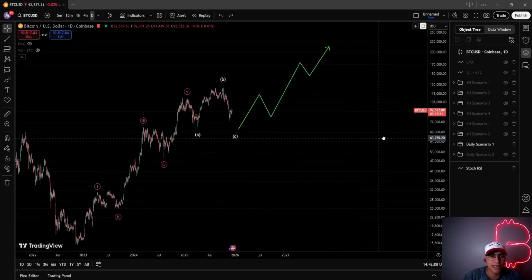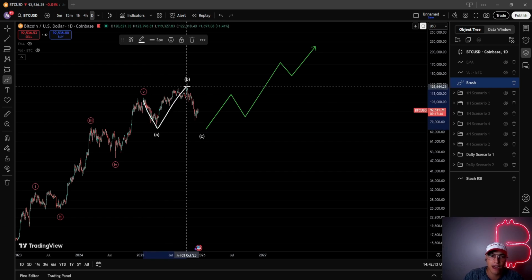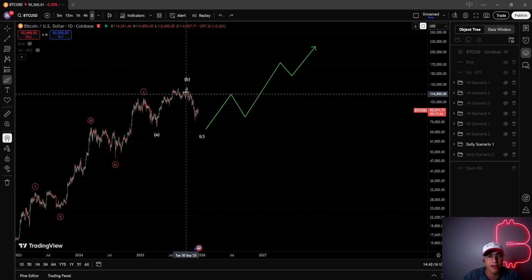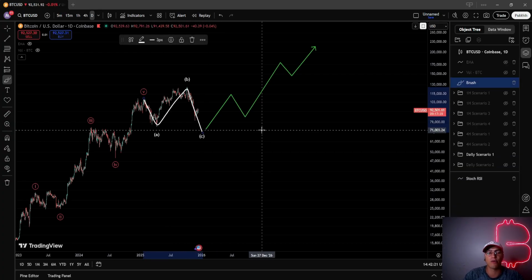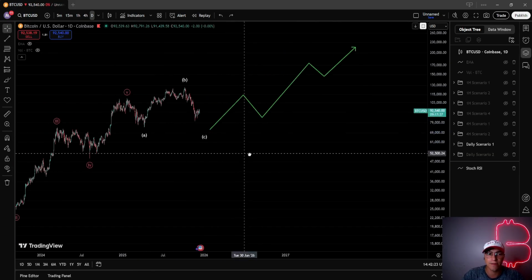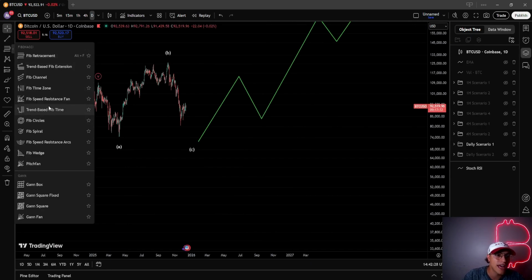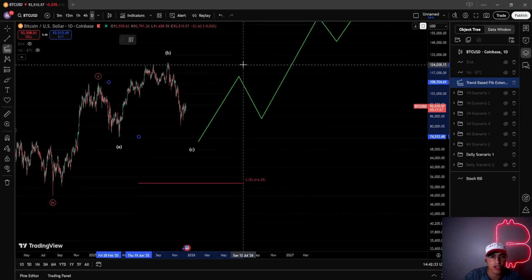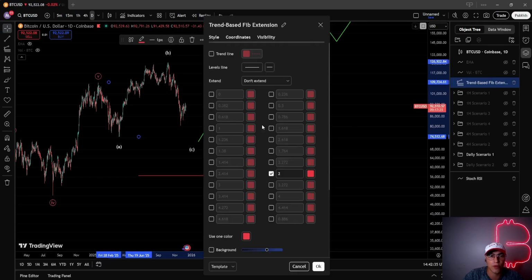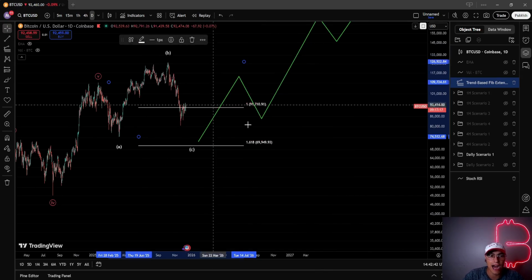We have an A, B, C over here. You can see possible 3-wave move in wave A, 3-wave move in wave B, and 5-wave move in wave C. Right? Where we would finish this is about the 1 to the 1.618 of the wave A. So we can measure this out, wave A, all the way to the top. And we can say we're going to measure it from the wave 1 to the 1.618. And that is where we could be finishing our targets here.